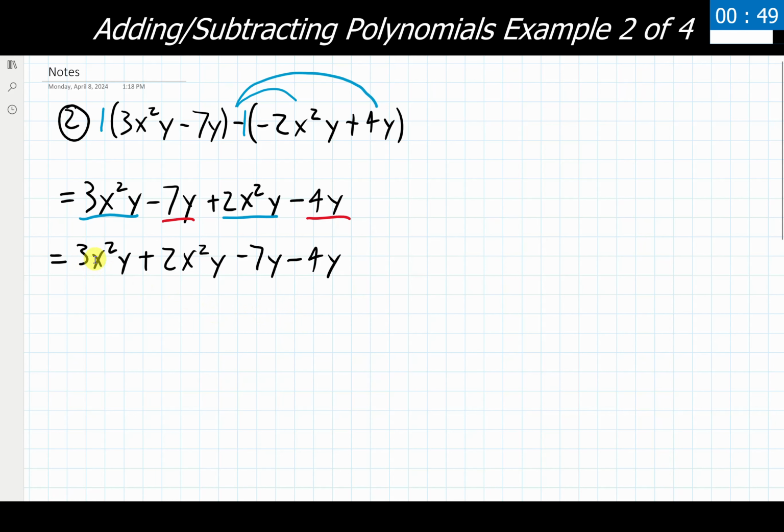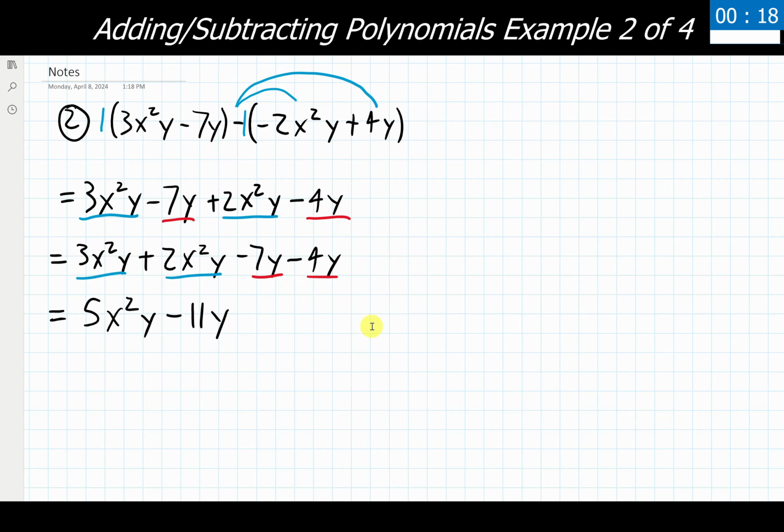So I have my x squared y terms next to one another. We'll do those in blue again, just to see it. And then I have my y terms next to one another over here. And now it's very easy to see, hey, these are like terms. I can combine these coefficients together, and I'm going to get 5x squared y. And then with this last one, I'm seeing, hey, I've got the y terms. I can combine those together, and I get minus 11y.